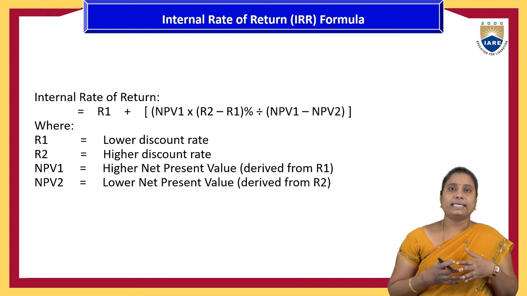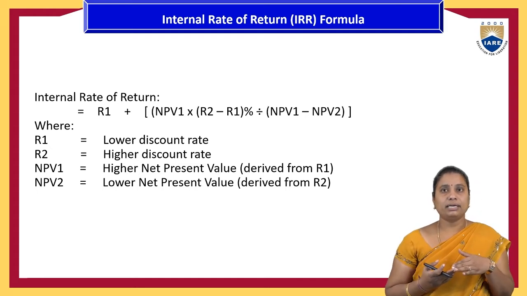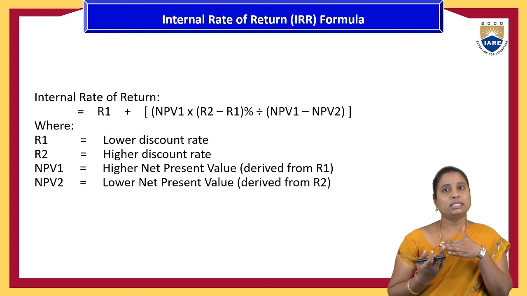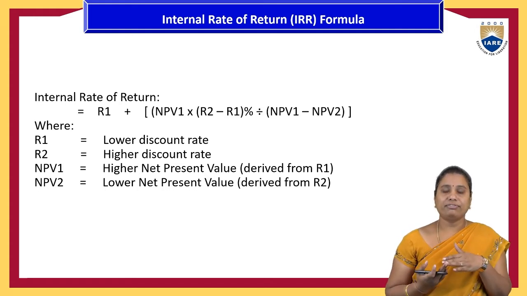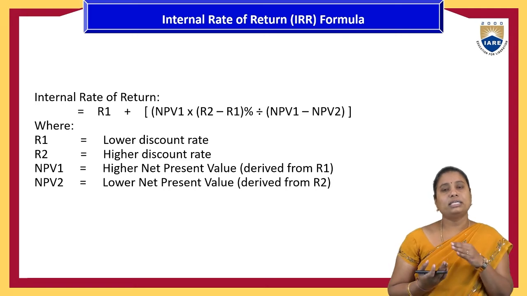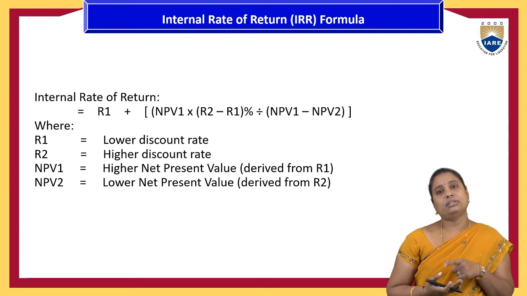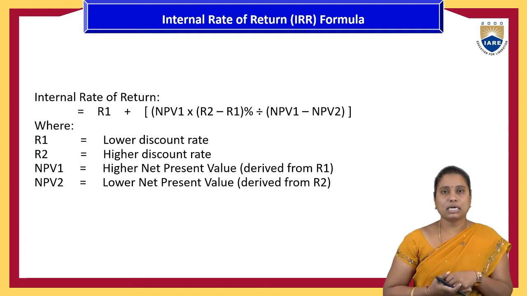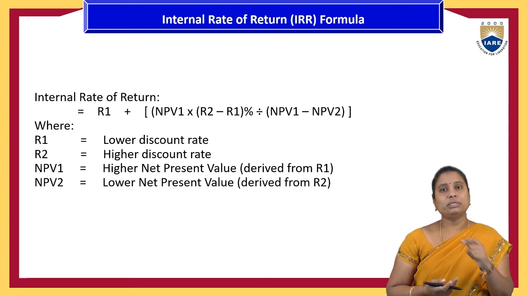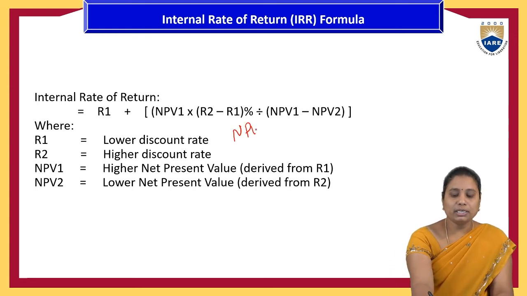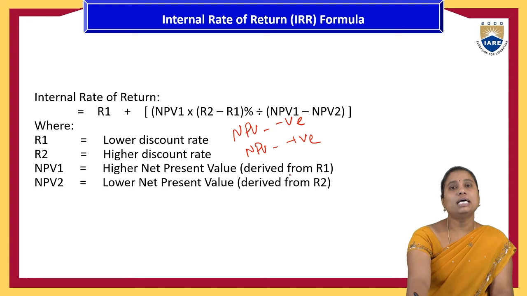For this calculation, the IRR formula is: rate 1, that is the lower discount rate, plus the NPV at the first discount rate into the difference between the lowest and highest discount rates, divided by the NPV difference for the two different discount rates. So for this, the negative NPV value and the positive NPV value are taken into consideration.